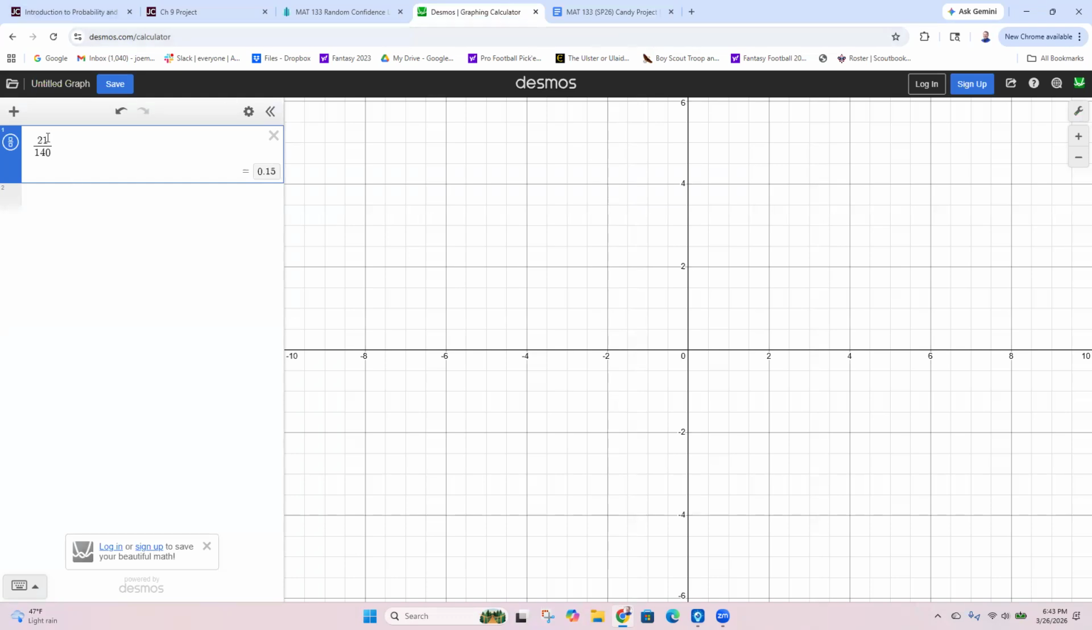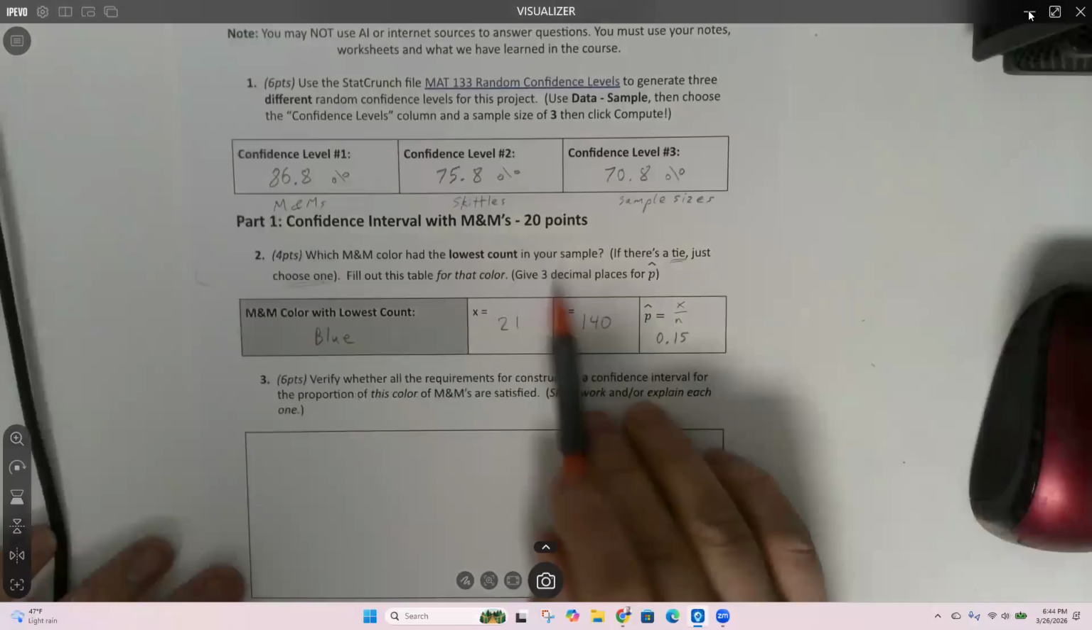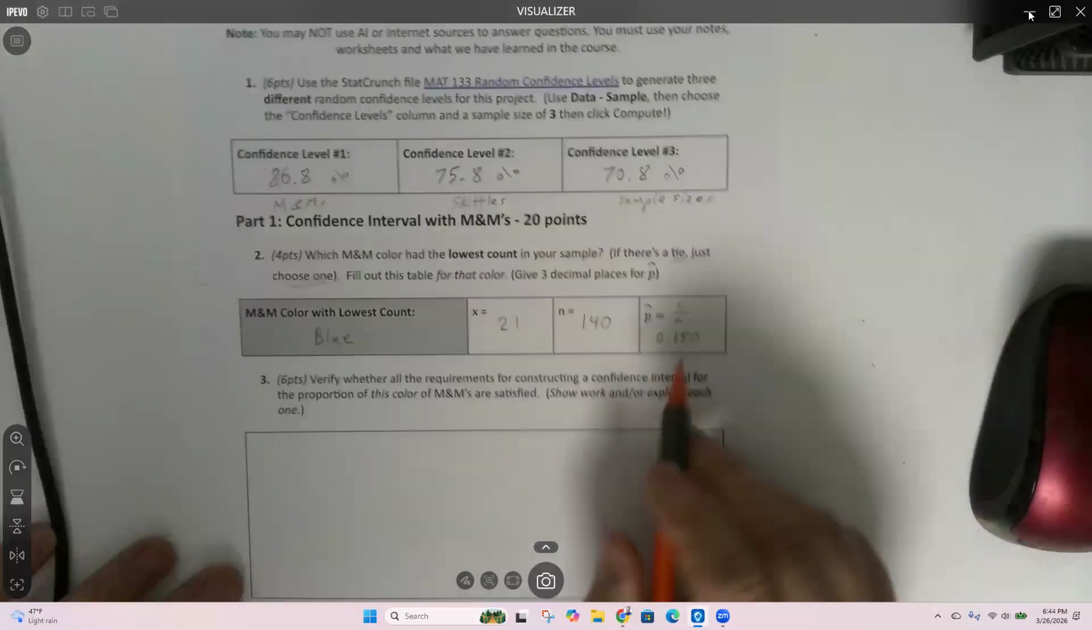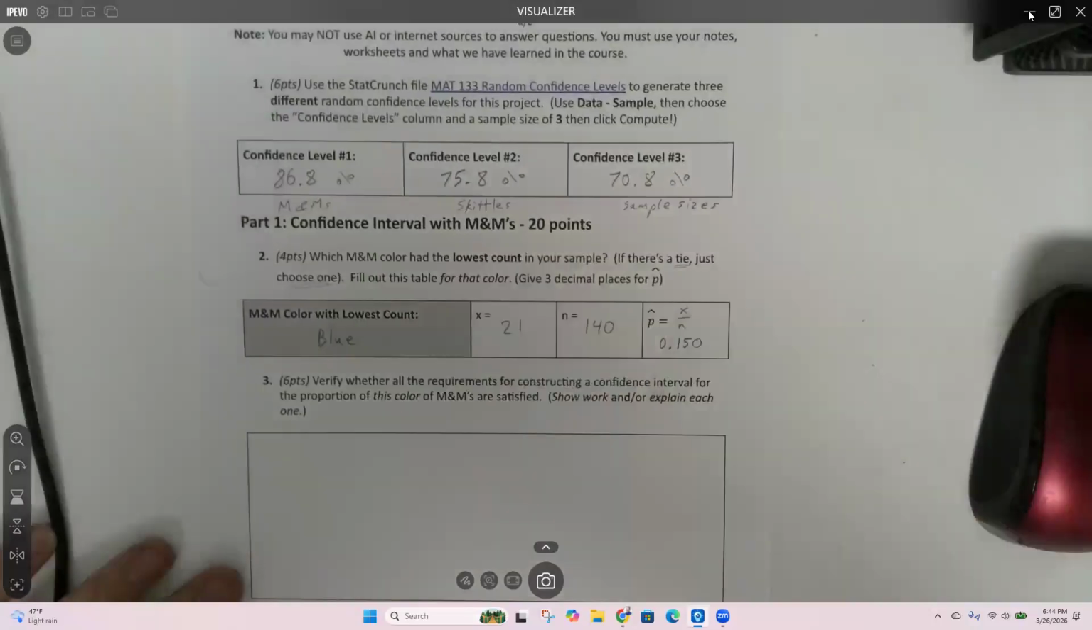If you get something a little more crazy, that's okay. If I had gotten 20 out of 140, it would have been 0.143. You want to round to the nearest third digit. It says give me three digits, so I'll give you three digits as well. I'll do 0.150.